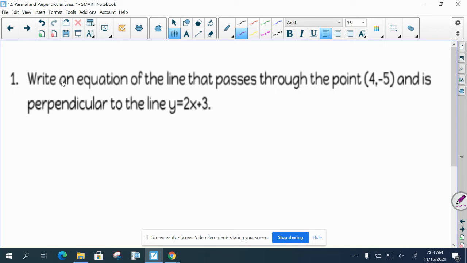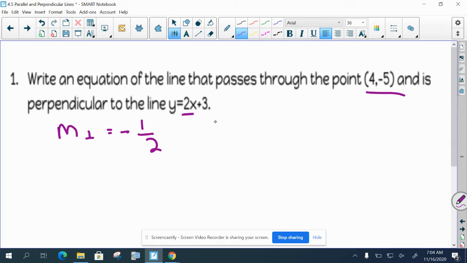Okay, so here we have: write an equation of a line that passes through the point 4, -5, and is perpendicular to the line y equals 2x plus 3. So if the slope of this line is 2, then the slope of the perpendicular line is going to be -1/2. And then it passes through the point 4, -5.